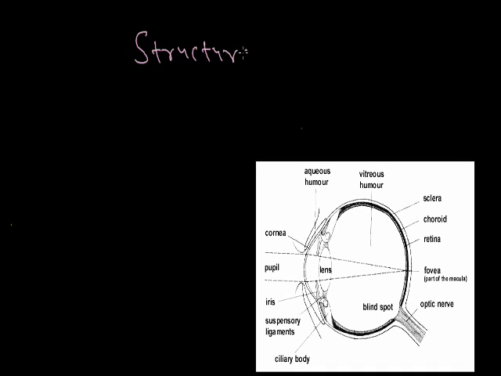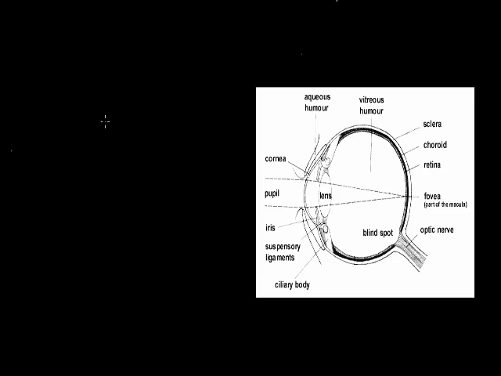Structure of eye. What is the working of the eye? Eye is a photoreceptor organ, which means the eye is related to vision. So today we will discuss the eye structure and the working of the eye.